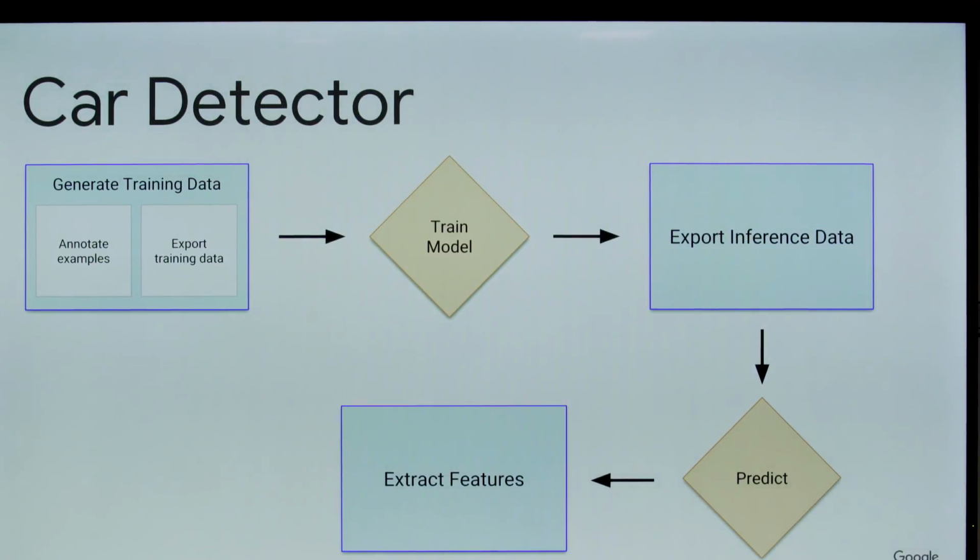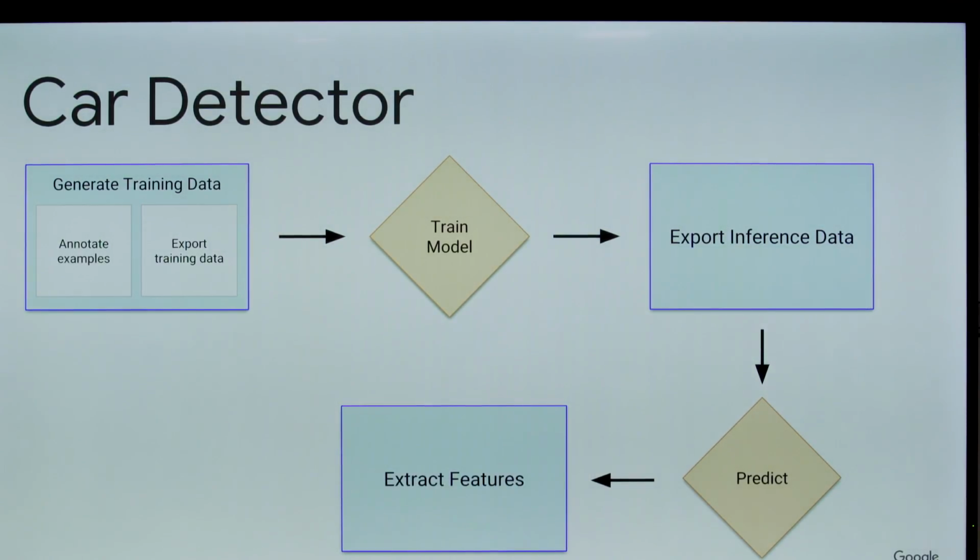Okay, real brief here. Let's look at the workflow for this object detector that we're going to run with Earth Engine data and TensorFlow and Colab. So what we can do is annotate a bunch of examples. In this case, we'll annotate a bunch of cars. And then we can export that training data.